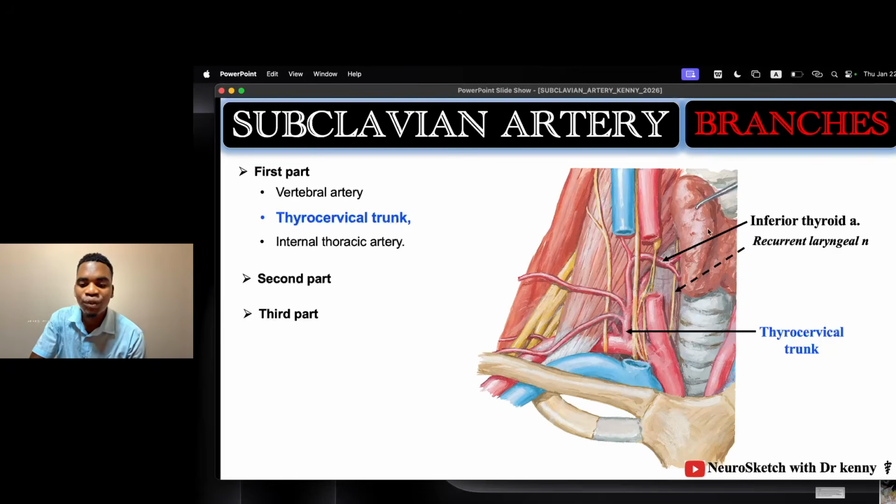But what is very important to note is that the inferior thyroid artery is almost always related to the recurrent laryngeal nerve on either side, on the right side and the left side. See, we have a vagus nerve here which is traveling, and on the right side the vagus nerve sends a branch that loops around the right subclavian artery.